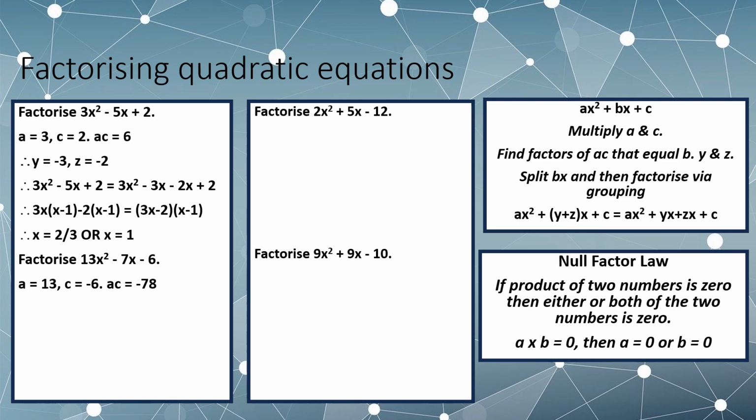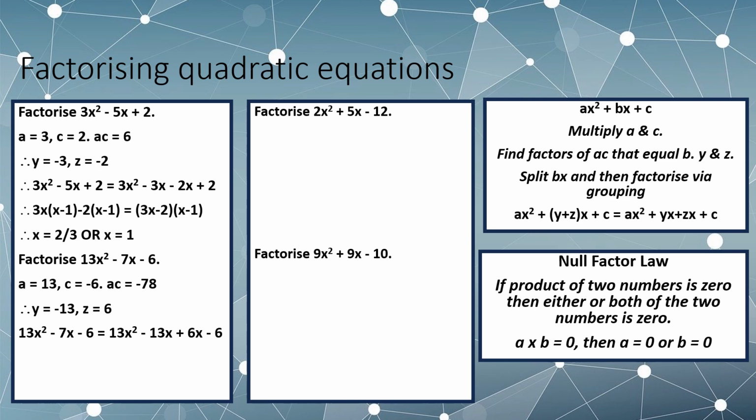So in this case, we'll end up with negative 13 for our y value and 6 for our z value, as negative 13 plus 6 gives our negative 7, which is our b value in this equation. And 13 multiplied by 6 gives 78, so negative 13 multiplied by 6 gives negative 78. So then rewriting our equation, we'll have 13x squared subtract 13x plus 6x subtract 6.